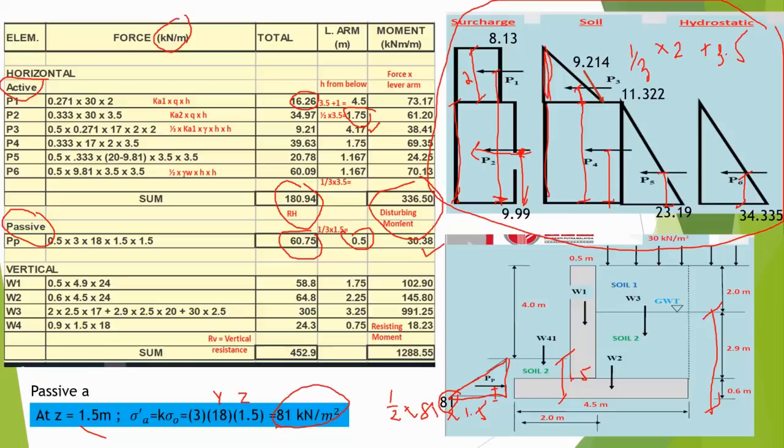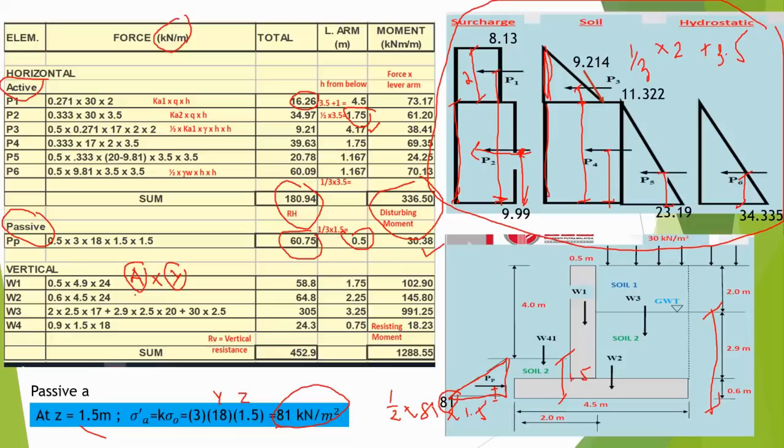Kalau vertical element pula, kita kena consider semua berat. Semua weight. Weight of concrete. Weight of the soil. Okay, first step. Kita buat weight of concrete yang pertama. Yang W1 ni. Yang ni saja. So, macam mana nak cari weight ni? Area, formula area. Okay, area times with the unit weight. Gamma, unit weight. Area times unit weight. Ni formula untuk nak cari vertical, okay, unit weight.